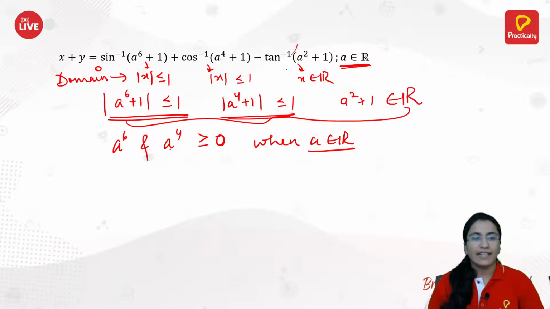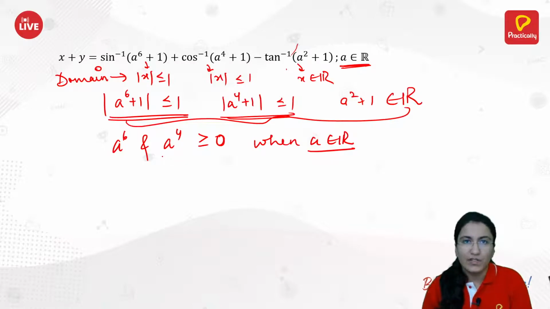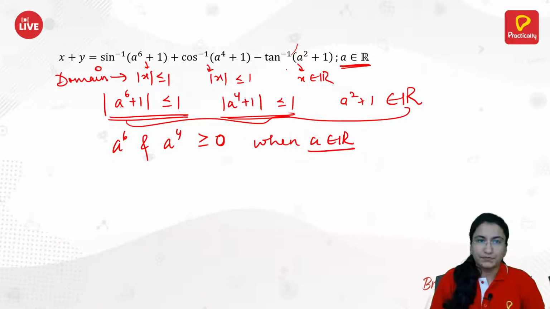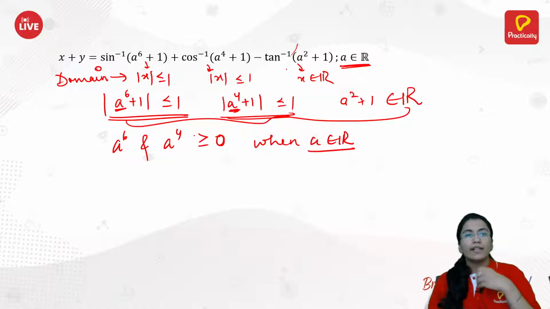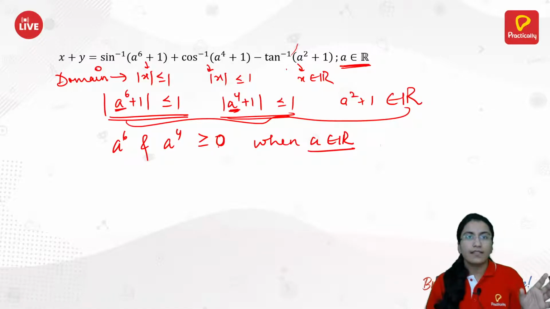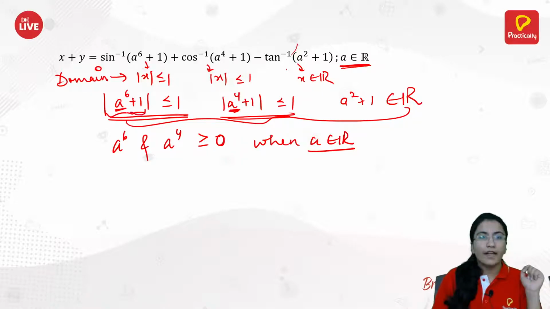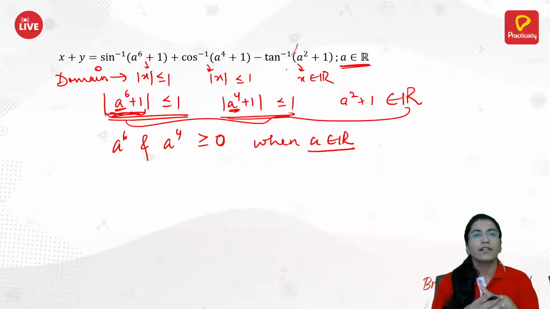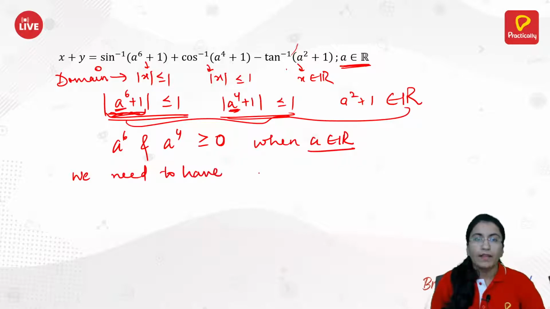So a raised to power 6 and a raised to power 4 will always be greater than or equal to 0, right? So that means this value is always greater than or equal to 0. Now if you put any value other than 0, definitely the absolute value of a raised to power 6 plus 1 will be greater than 1, but we want this value to be less than or equal to 1. For that we need to have a raised to power 6 equal to a raised to power 4, which equals 0.